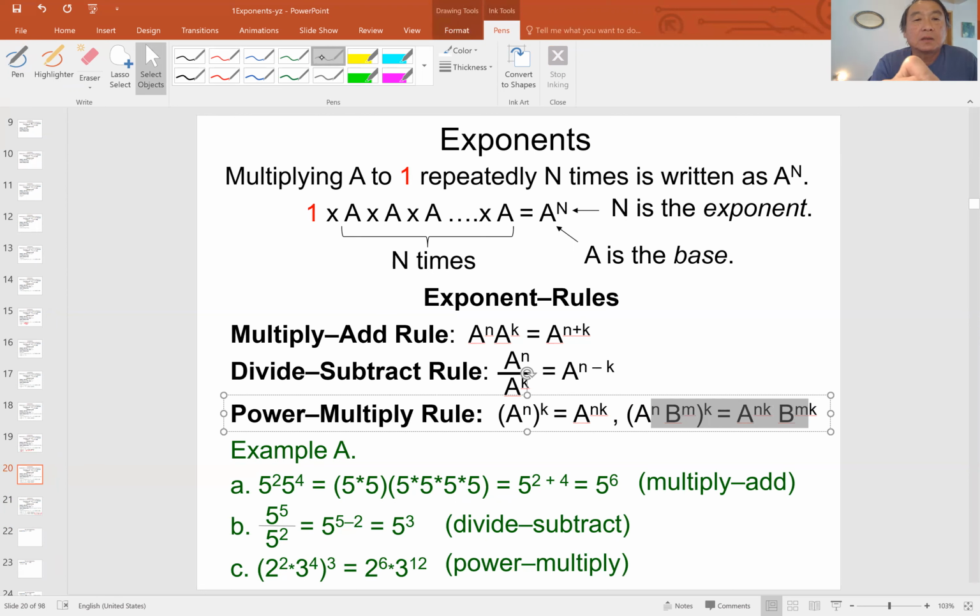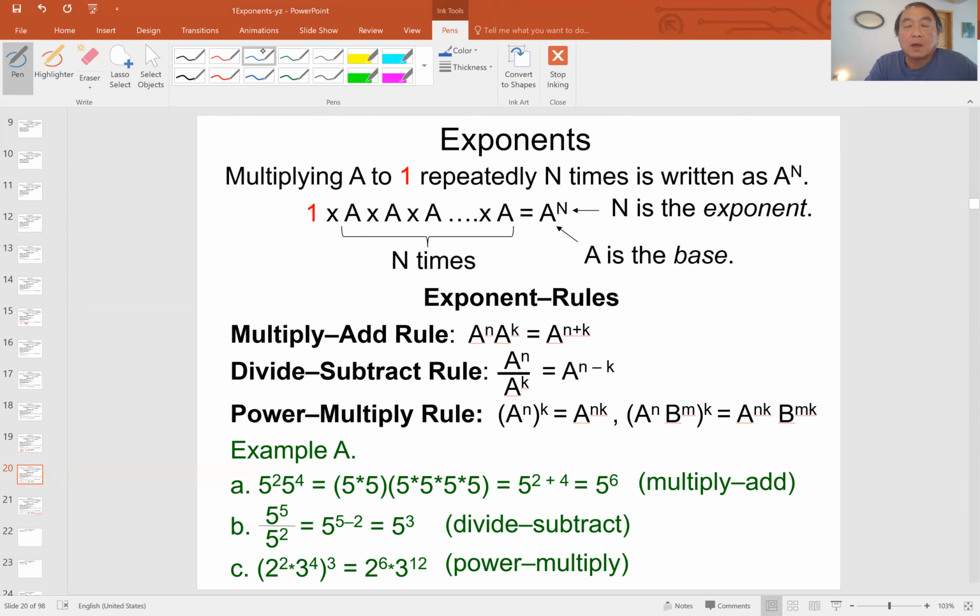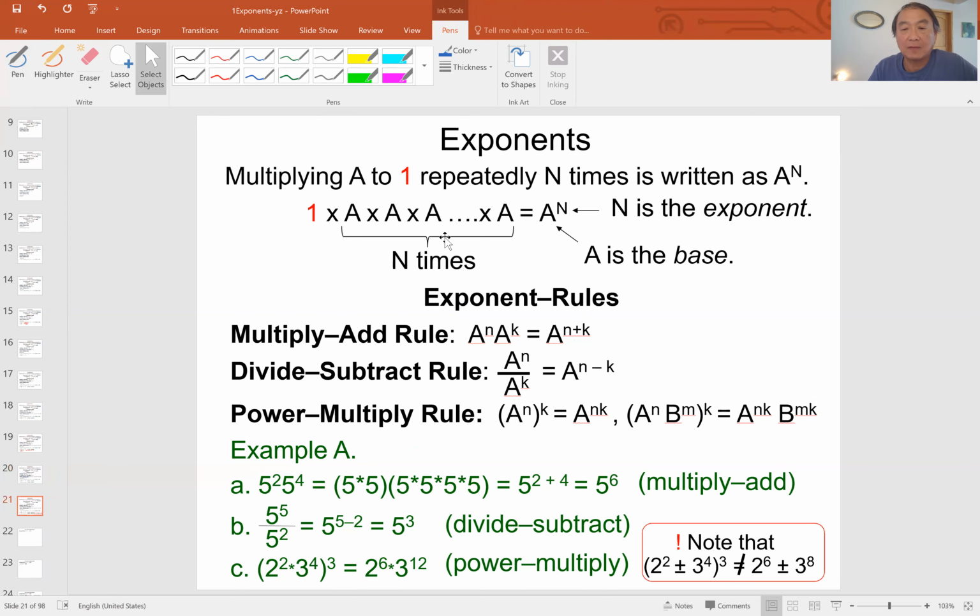Okay. So these exponential notations with these rules make them quite easy to operate. Keep track of what is multiplied to what, how many times. But remember, this rule does not apply for adds or subtracts.